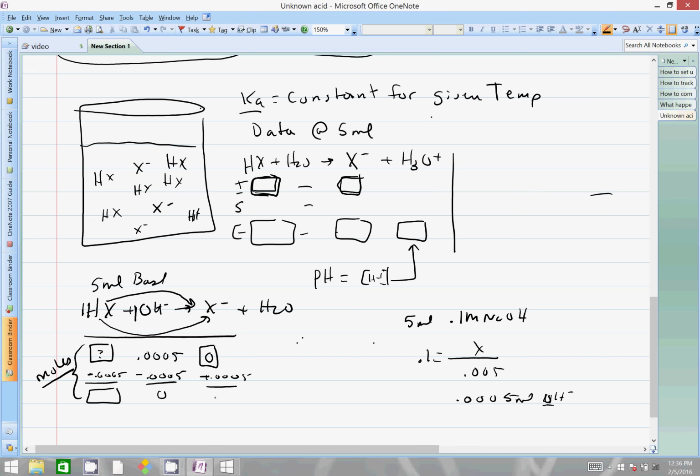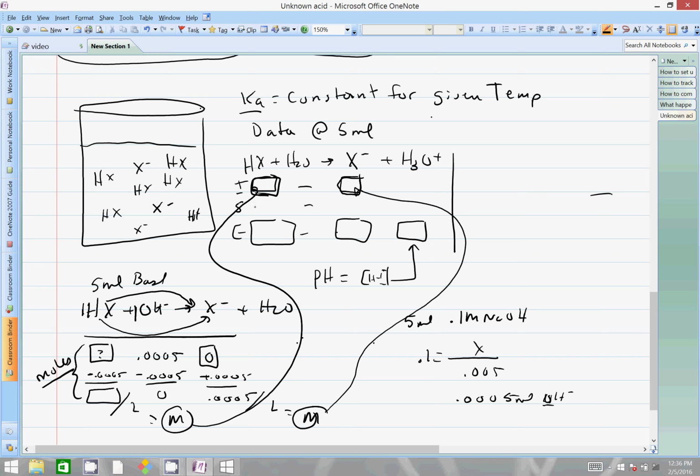And then I'd have my new moles at the end. This would be 0.0005. Take my new moles and divide by the new volume, in liters, and you get your new molarity. Now, at this point, once again, you plug your new concentrations in here. This guy goes there, and this guy goes right here. Minus x, plus x, plus x.